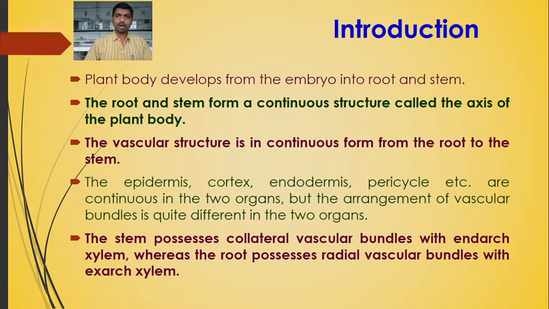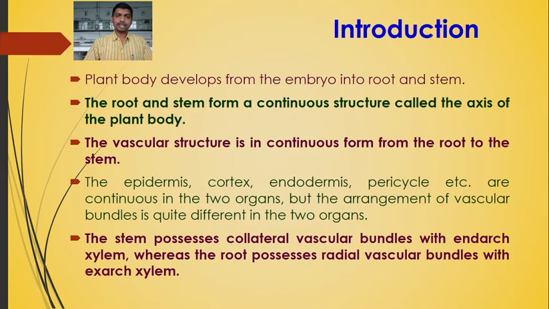If we consider these two organs, that is the root and stem, the root and stem form a continuous structure called the axis of the plant body, and the vascular structure is in continuous form from the root to the stem. So the xylem forms a conducting strand from the root to the stem, and it is in a continuous form. So the water continuity is maintained from root to the stem of the plant. So the root and the stem form a continuous structure called the axis of the plant body, on which the leaves develop aerially on the stem.